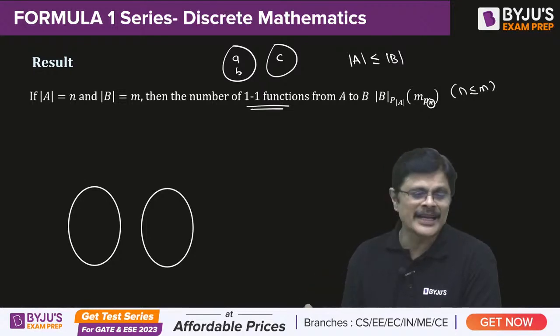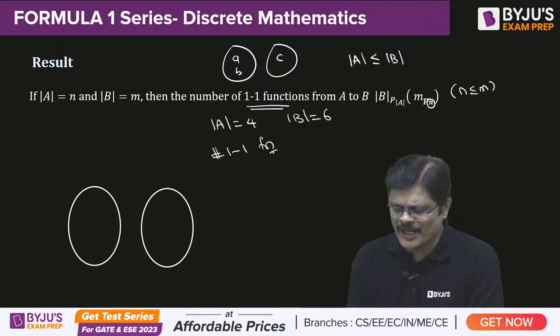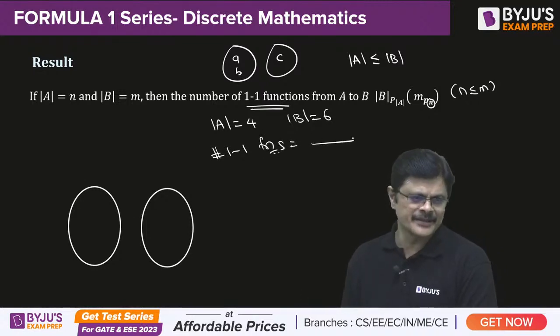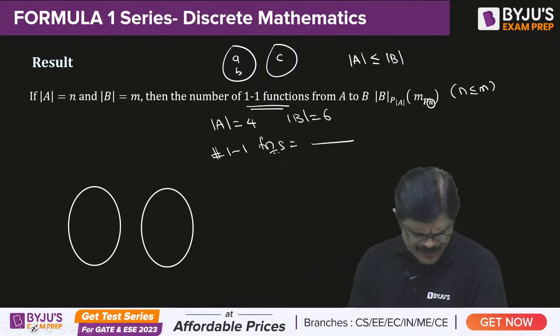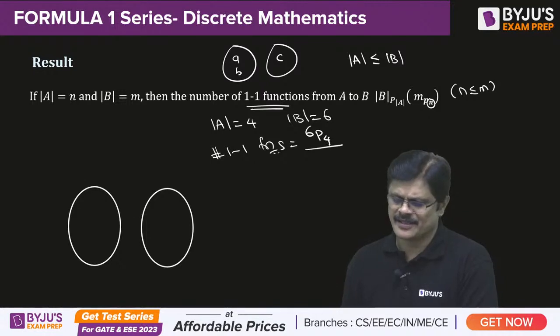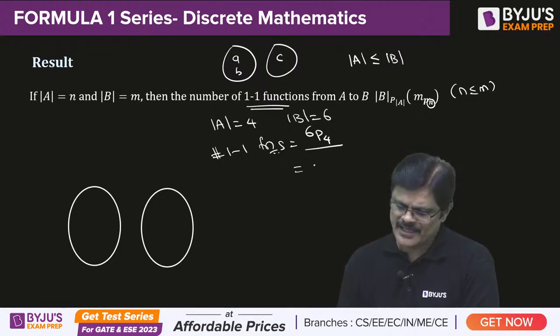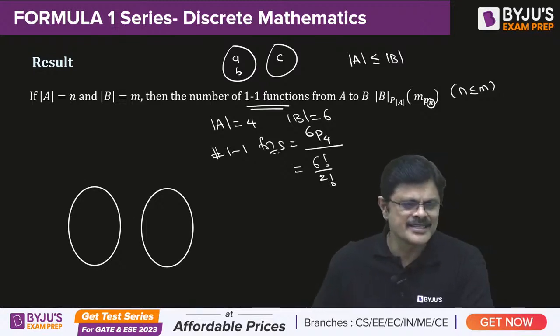So n should be smaller than m. And suppose A contains 4 elements, B contains 6 elements. Number of 1-1 functions, how many? These are direct formulas, sir. How many 1-1 functions are there? So the number of 1-1 functions is given by 6P4, my dear friends. Number of elements in B P number of elements in A. 6P4 you have to do. That is 6 factorial by 6 minus 4, that is 2 factorial. So that is the answer, my dear friends.